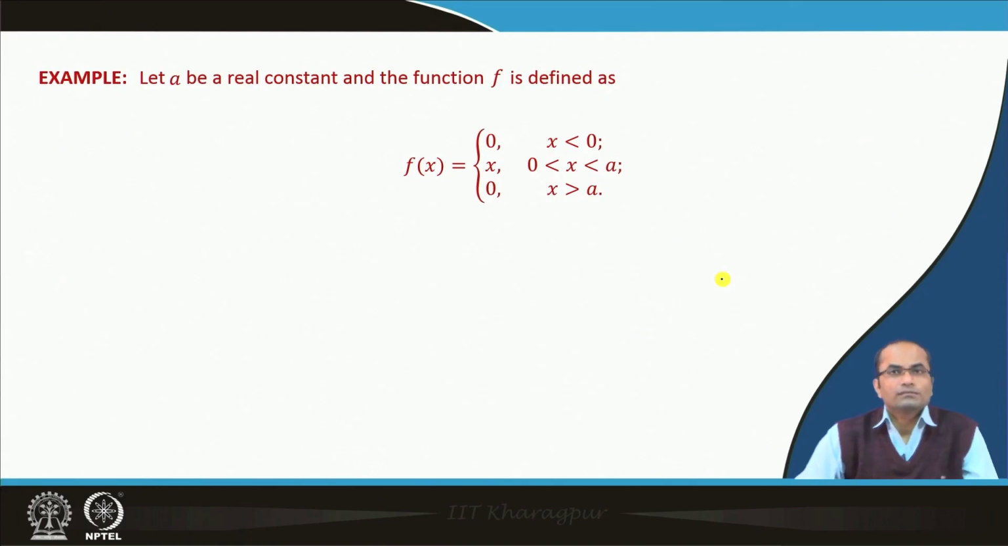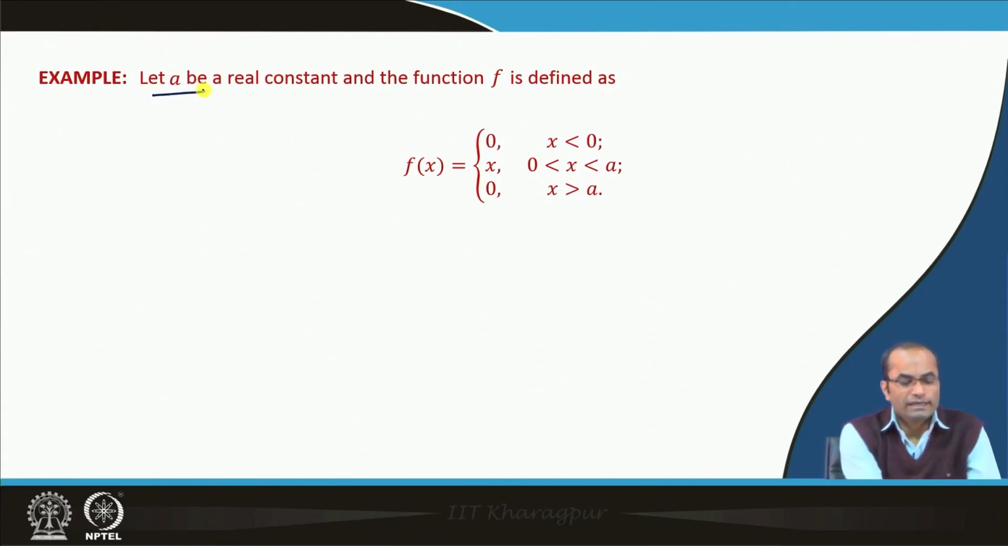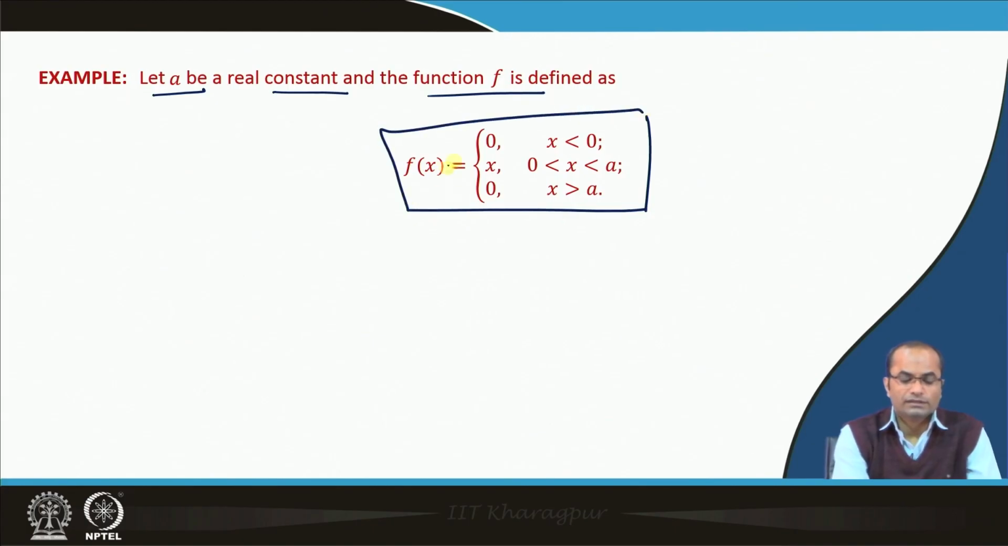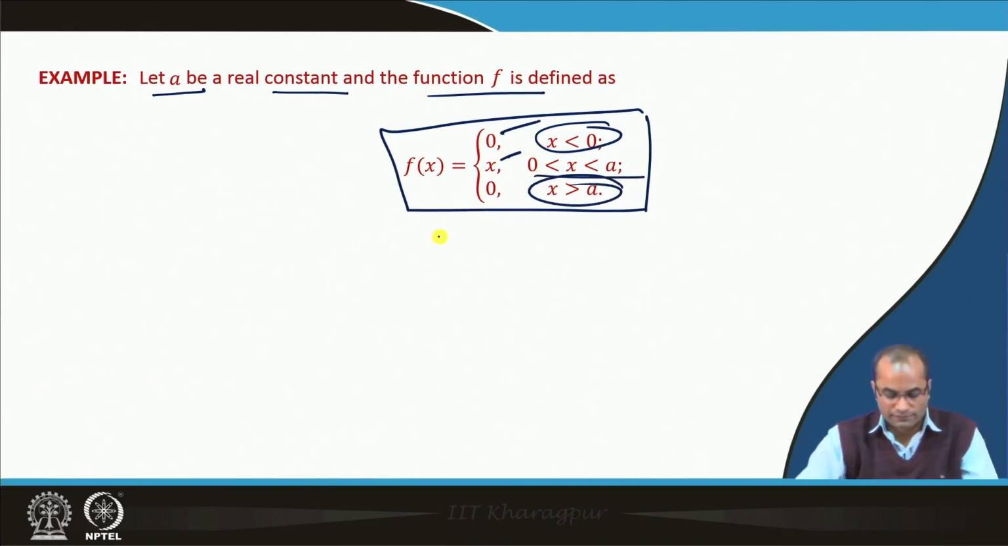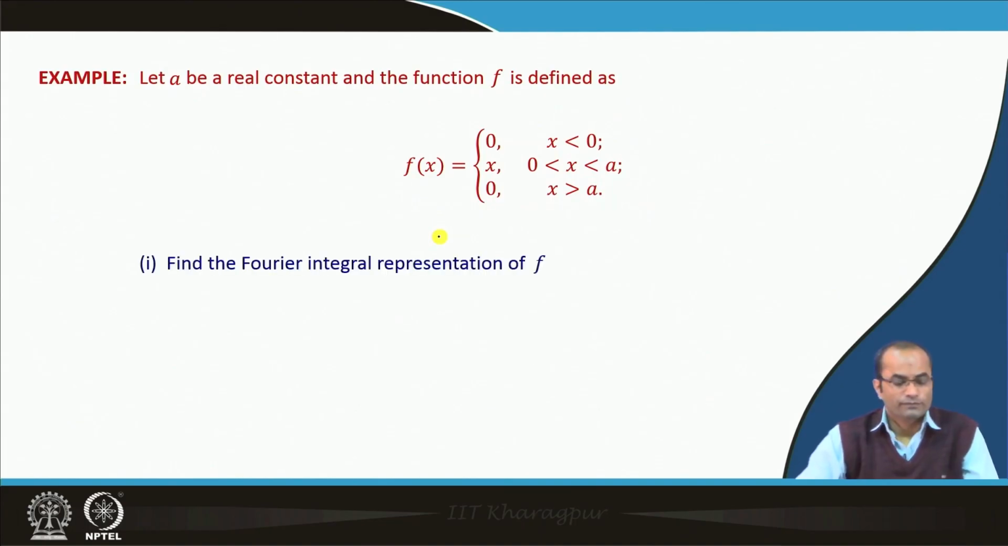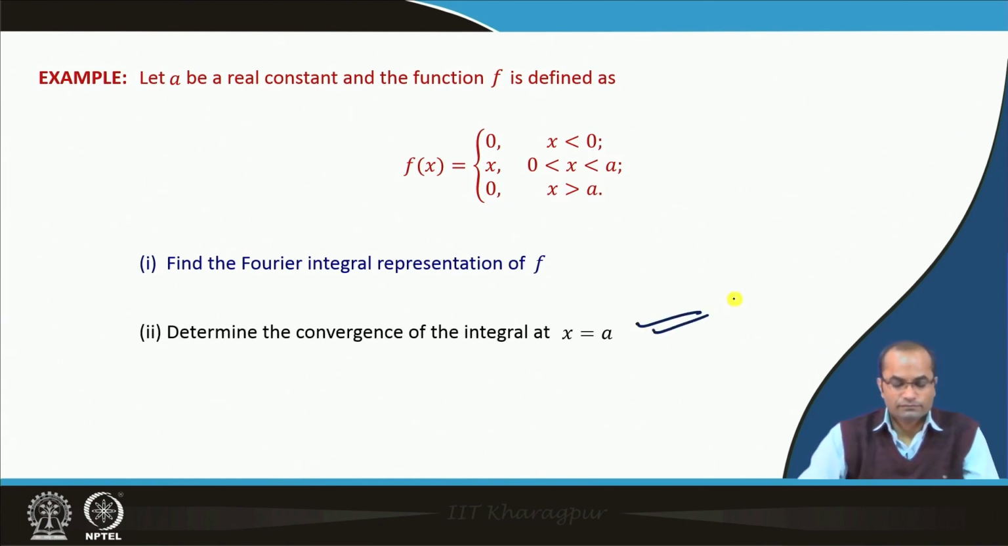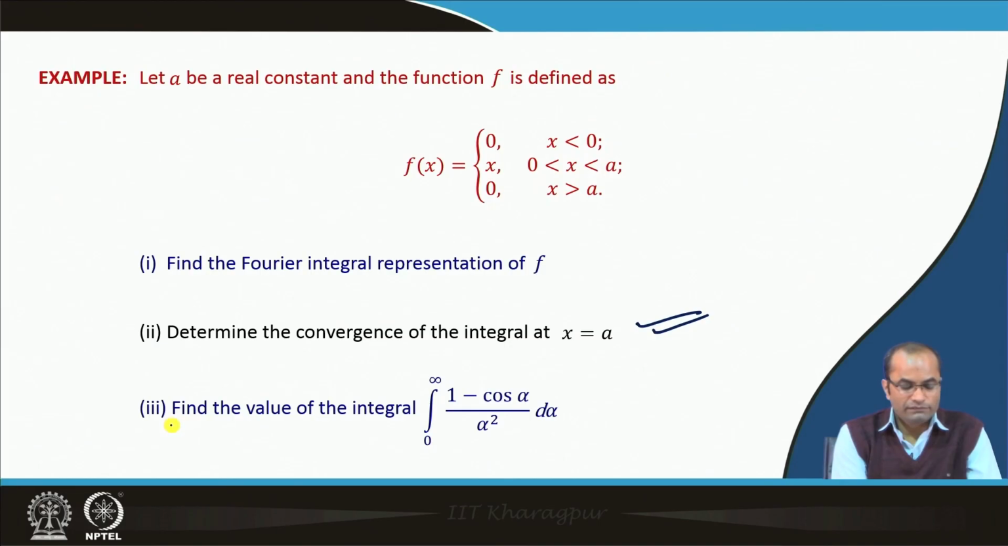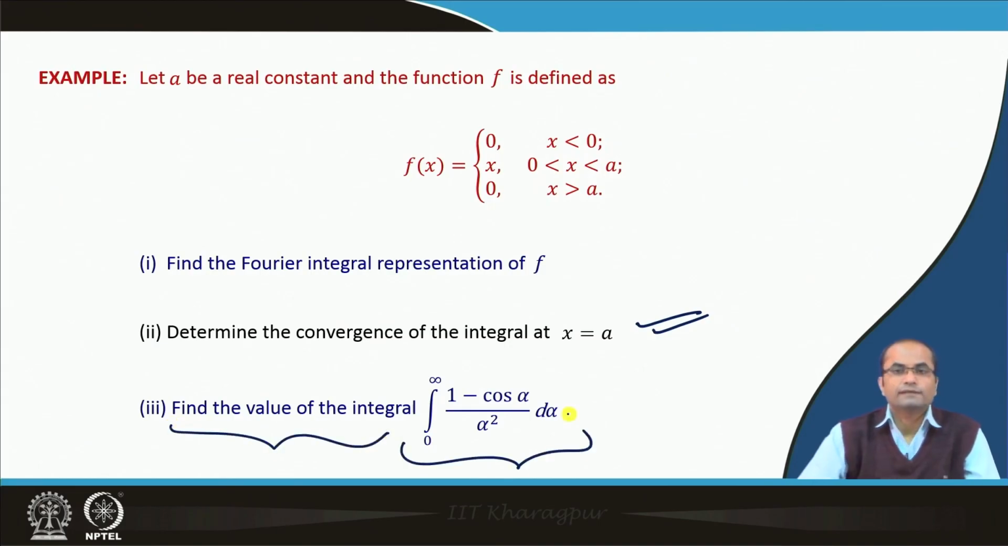Okay, let us go through some examples now. Let a be a real constant, and the function f is defined as follows: for x less than 0 the value is 0, from 0 to a the value is x, and for x greater than a again the value is 0. Now we want to find the Fourier integral representation of f, determine the convergence of this integral representation at x equal to a, and finally find the value of a certain integral.